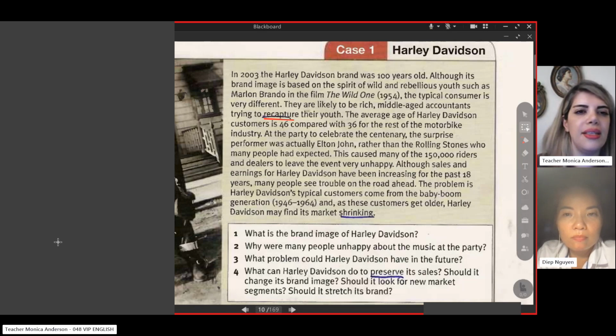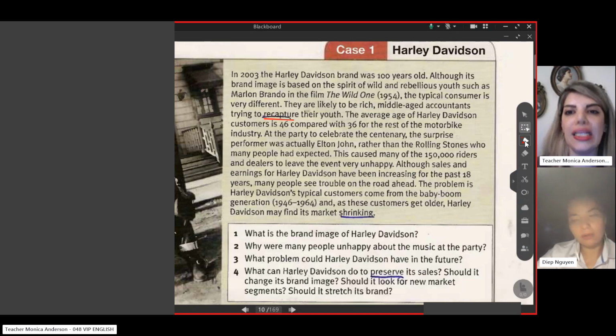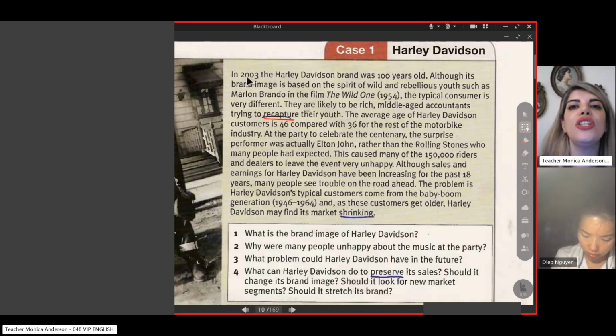What is the brand image? It's based on what? The brand image of Harley-Davidson is based on the spirits of wild. Yeah, wild. And we have this number here, 2003. We don't need to say "and." 2003 is okay. And the second one: why were many people unhappy about the music at the party?